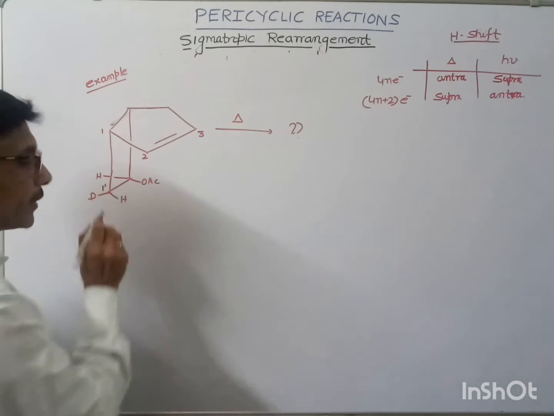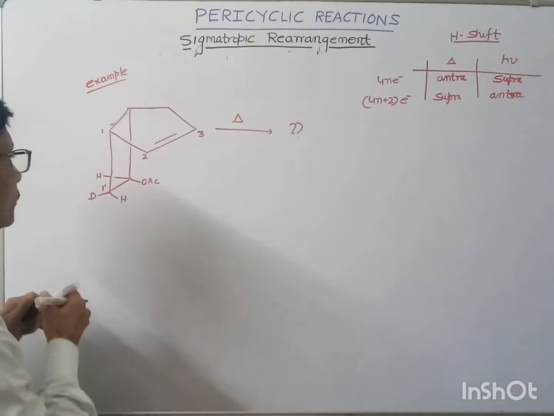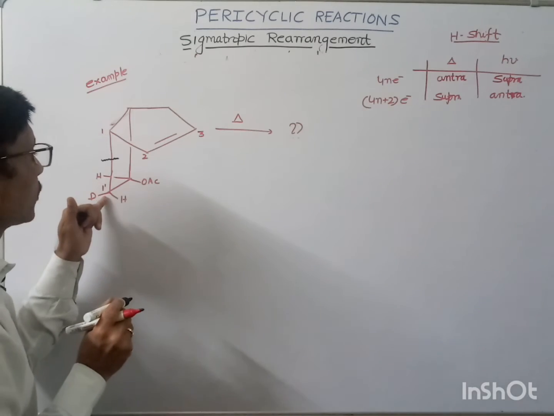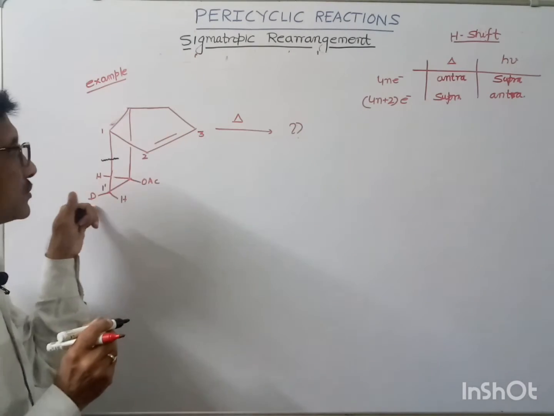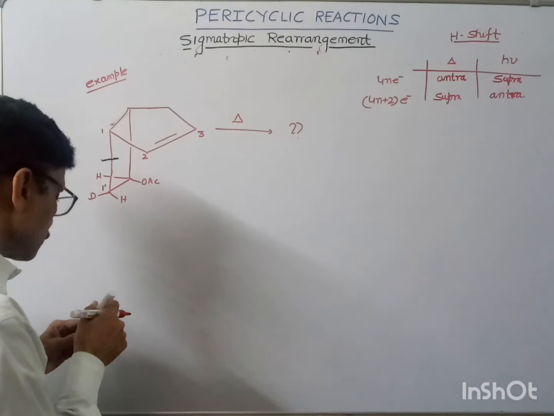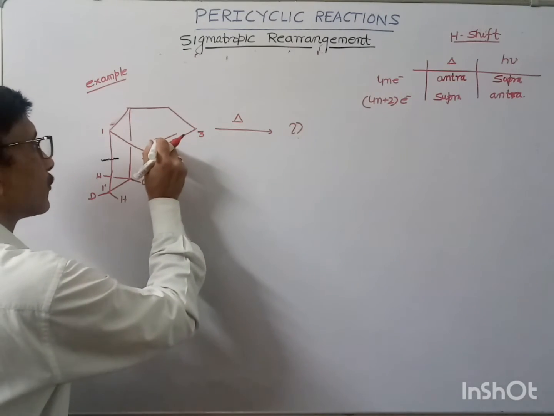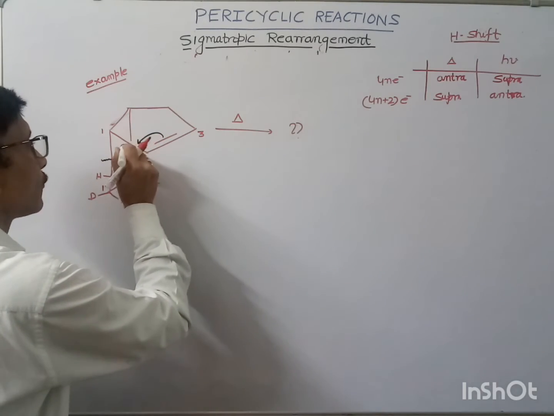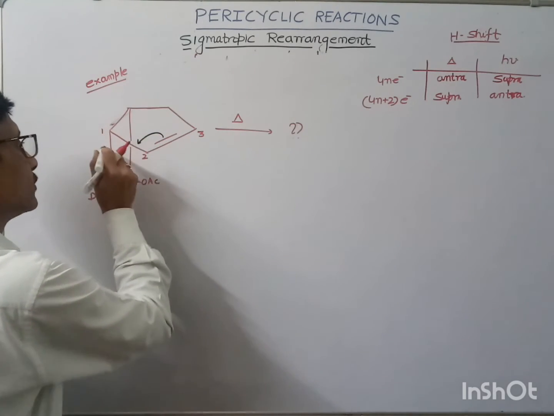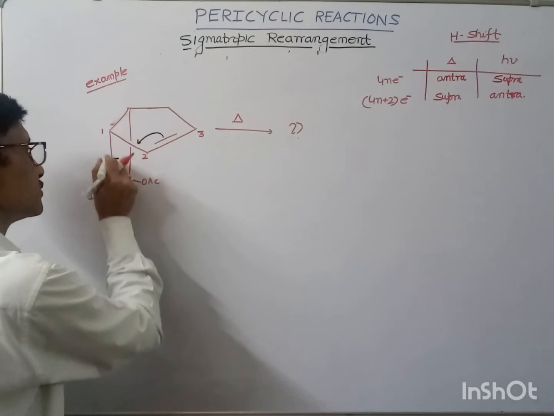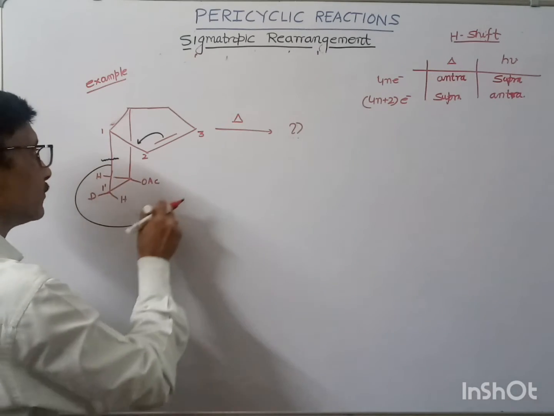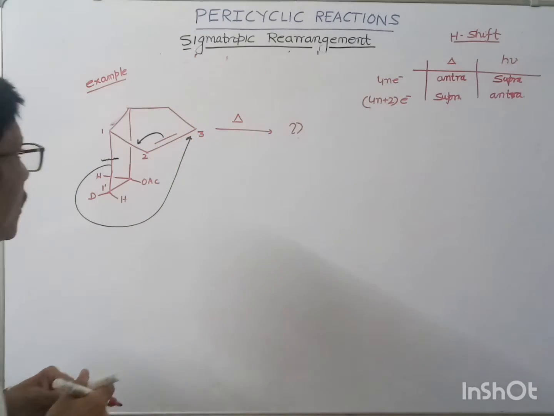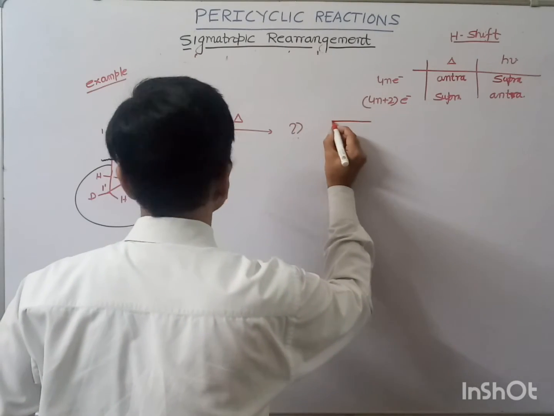Now which bond should break over here? This bond should break, and a new bond should be formed between 1 and 3. This bond will get formed. So how can you draw it? This bond will rotate like this. So if this is formed, then the valency of this carbon will increase, and now this sigma bond breaks, and it will form a new bond at this position, that is the third position.